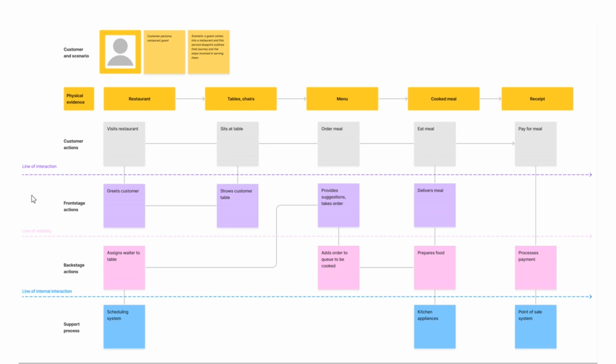As you see, all the components are organized in such a way that three lines can be defined. The line of interaction, which marks direct interactions between the customer and business. The line of visibility that separates what is visible to the customer and what is hidden. And the line of internal interactions that separates support actions and actions that do not directly support the customer. And that's what a service blueprint should look like.